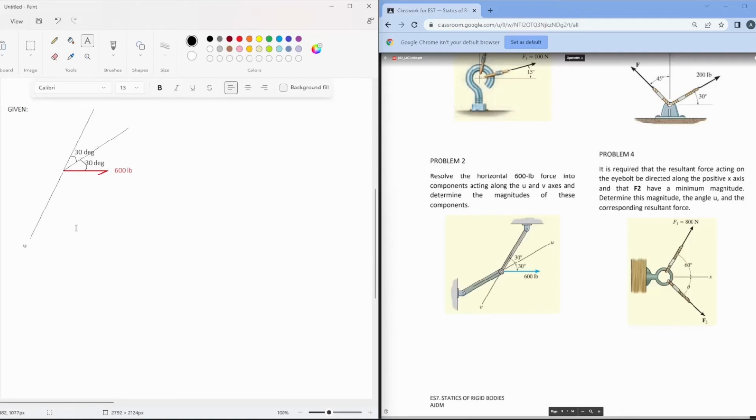Alright. So, given this, tapos may required pala tayo. So, ang required sa atin is 2. Yeah, we're gonna write the required. Ang required is component. So, yung force along U and yung force along V. Okay, so yung 2 components. For the solution, what are we gonna do?